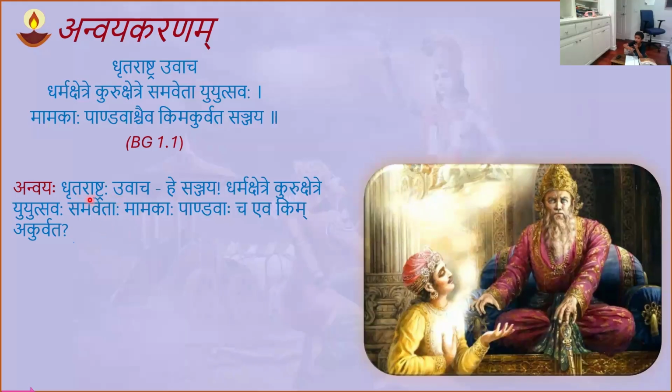Anvaya: Dhritarashtra says, O Sanjaya, in Dharmakshetra, in Kurukshetra, my sons and Pandu's sons desiring to fight, are desiring to fight. What are they doing? Samaveta, having met. Okay, having met in Dharmakshetra, Kurukshetra, what they did. Okay, this is past tense. So you can say what they did.